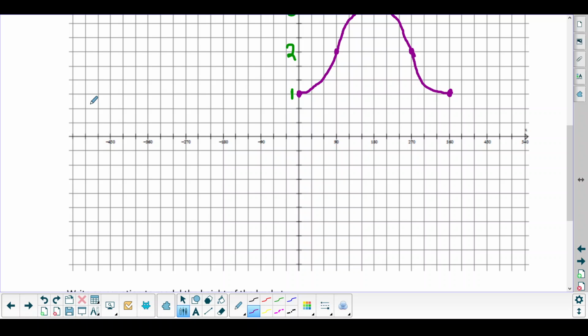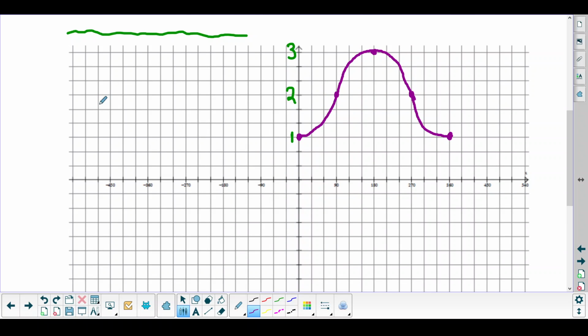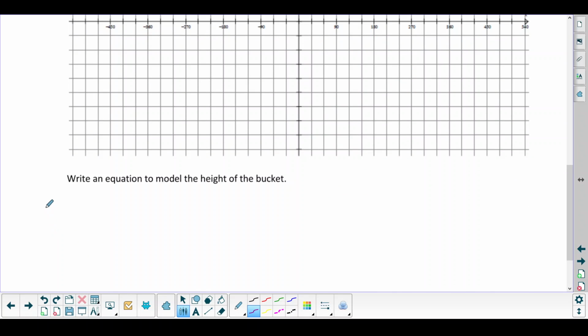Okay, so next up we want to find an equation for this curve. So let's think about what the amplitude, the vertical shift is, and then we'll assign it a sine or a cosine. We'll also look at the period. Okay, so this has an amplitude of 1, so max minus min. We could write that out. So amplitude, remember we always have max minus min, so 3 minus 1 over 2. That's just 1.